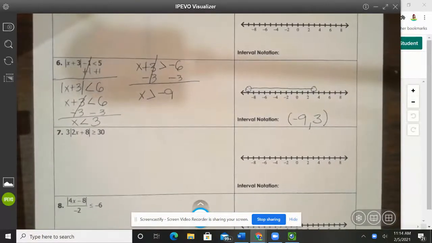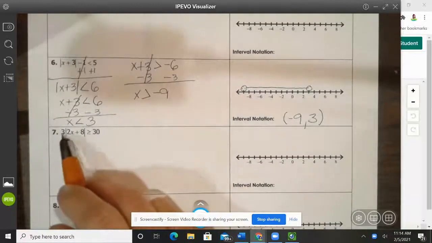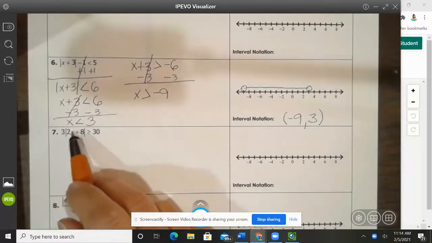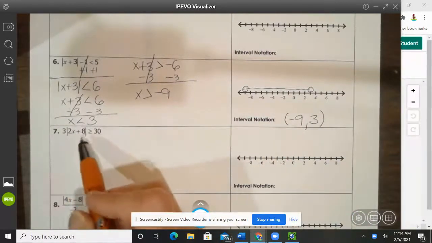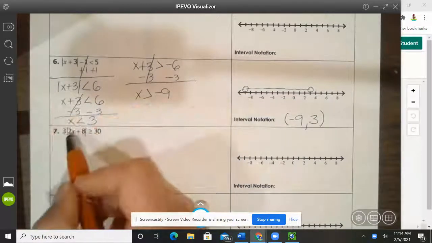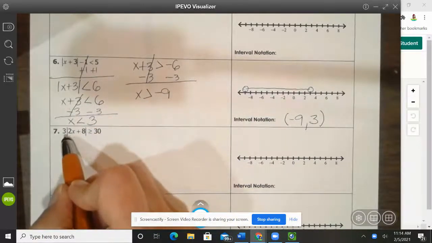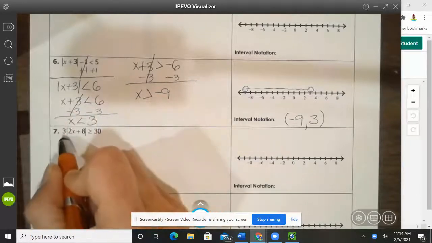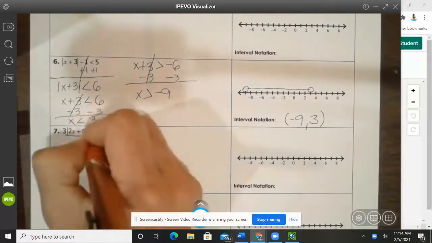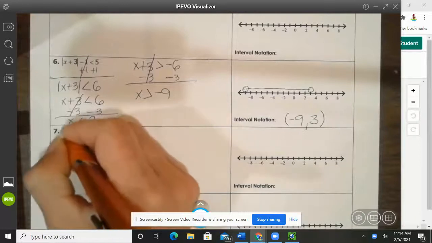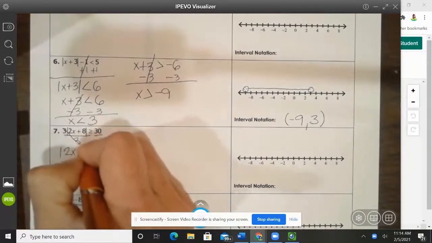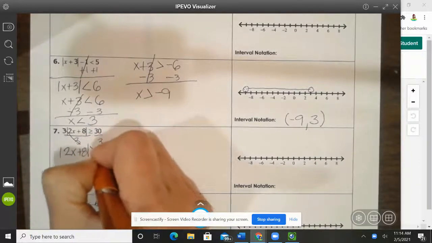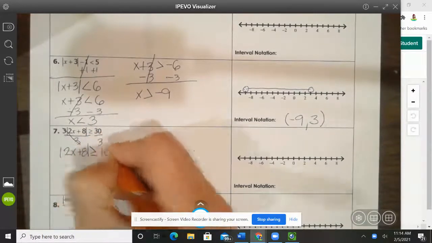Okay. All right, let's do another one. So what about something like this? Remember, this is multiplication. So to get rid of that 3, I have to isolate whatever I have inside the absolute value here. So I have to get rid of it by doing the opposite operation. This is multiplying, so I'm going to get rid of it by dividing 3 on both sides. So then I have the absolute value of 2x plus 8 is greater than or equal to, well, that's 10.